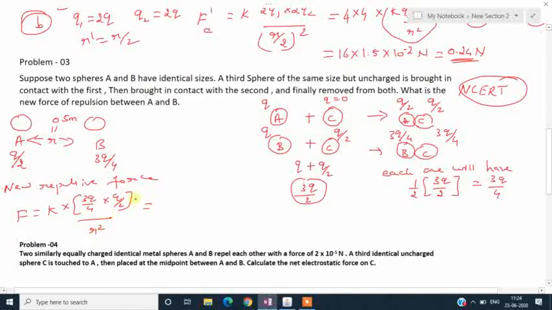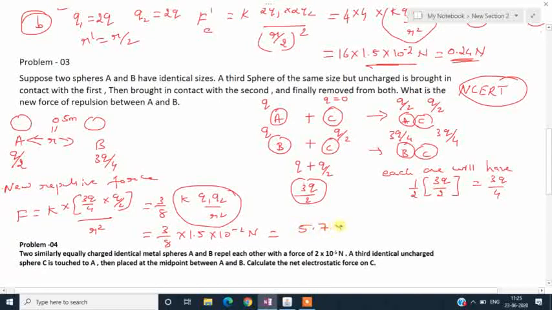Just do the calculation, so it becomes 3 into 3 by 8 because 4 2s are 8, and then the remaining is k into q1 q2 divided by r square. This value you already know from the above problem, that is 1.5 into 10 to the power of minus 2. So 3 by 8 into 1.5 into 10 to the power of minus 2 Newton. That will give you the value of 5.7 into 10 to the power of minus 3 Newton.